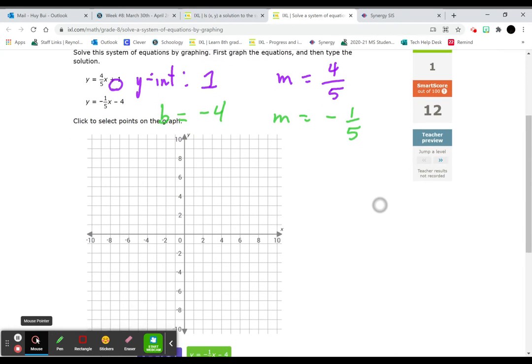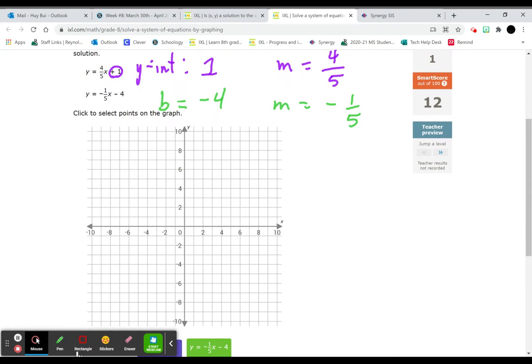I'm actually going to scroll down just a little so I can see the full graph there. Okay, so our first line, the y-intercept is positive 1, so let's put a point there. And the slope is 4/5, so go up 4: 1, 2, 3, 4. Across 5. I think I counted that right. It goes up 4, across 5: 1, 2, 3, 4, 5. Yes, and that will be our line.